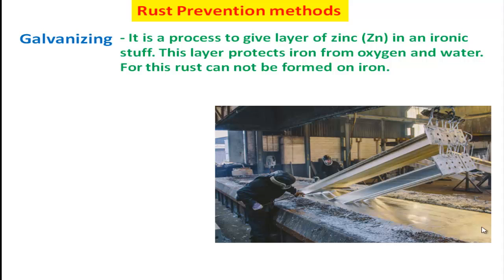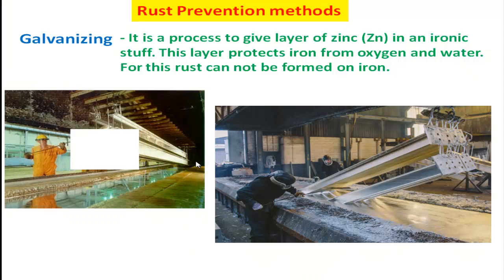Follow this. In industry, this is the zinc solution, melted zinc, and the iron stuffs are immersed inside the melted zinc, and in this way a layer is formed on these iron stuffs. In this way the galvanizing process is done. Follow another picture here. This is the zinc solution, and the iron substances are immersed in this solution in industry, and in this way the galvanizing process is done.